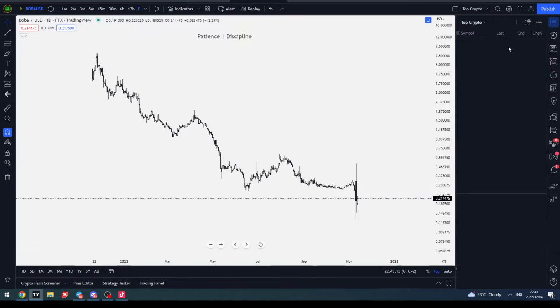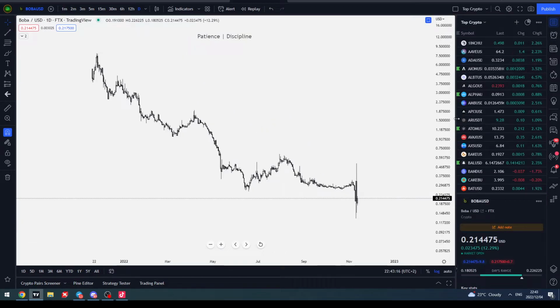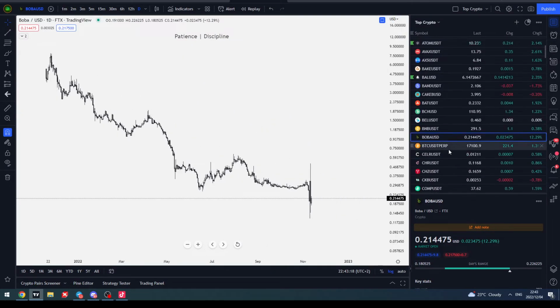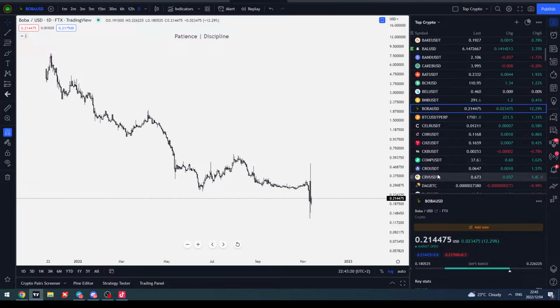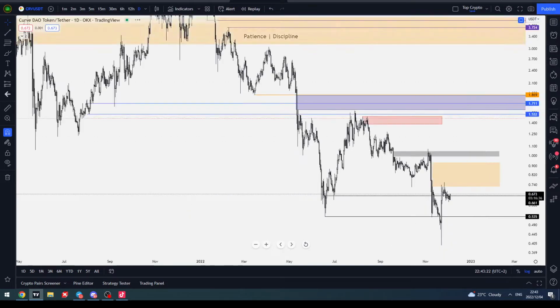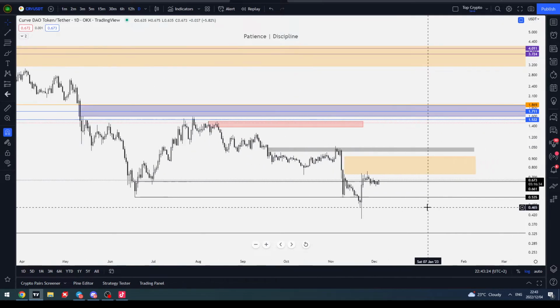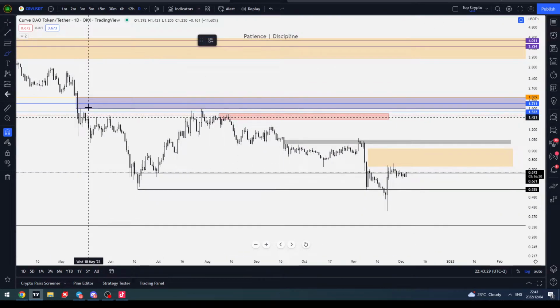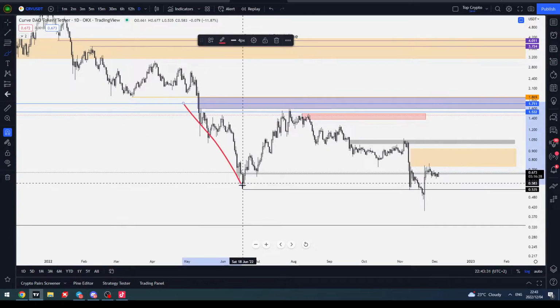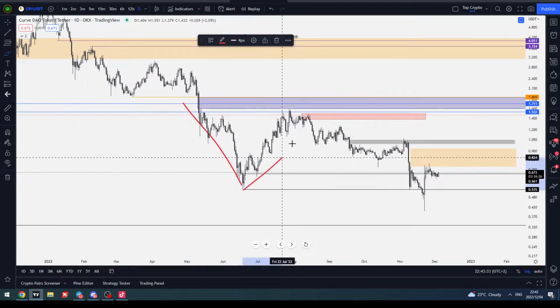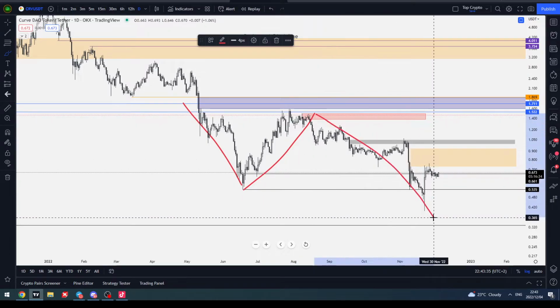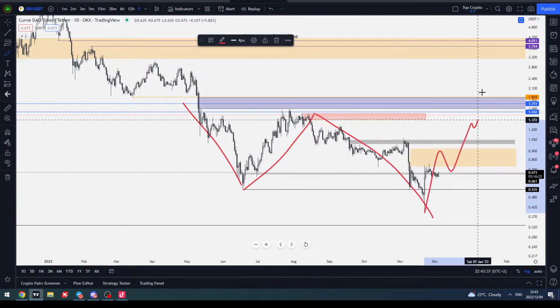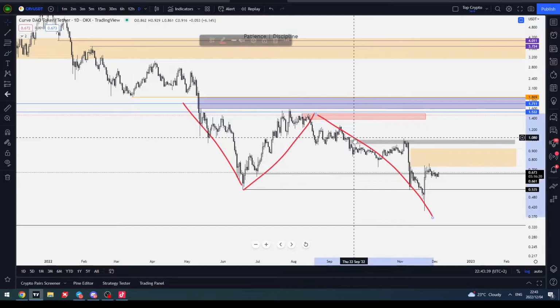Give me any pair you guys are interested in. What have you been looking at? CRV? Yeah, let's do CRV. Think Frenchie wanted to look at CRV too. So again, if you look at the model here, same model, right? Failure swing, opposing liquidity run, and now we're looking for something like that. That's what we're looking for.